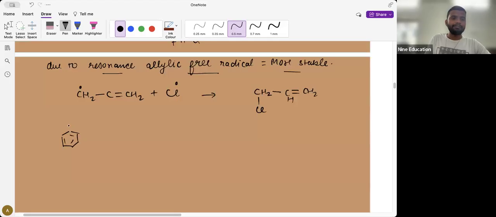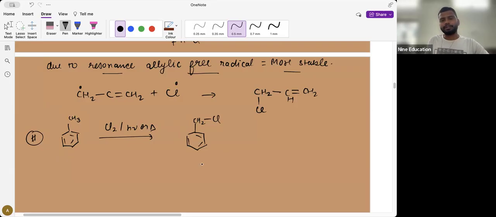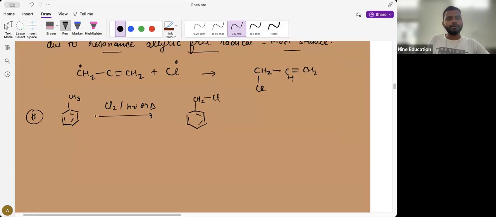Let's say this is our benzene ring, and I am putting in Cl2 with H nu or heat, right? So our result will be Cl coming on CH2. The CH bond will be broken from here and the Cl bond will be made in this reaction. Right? You all know the mechanism.